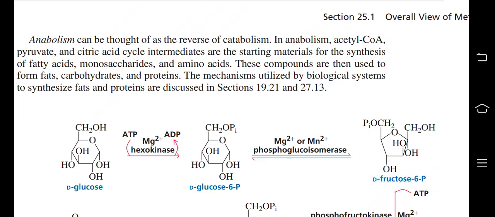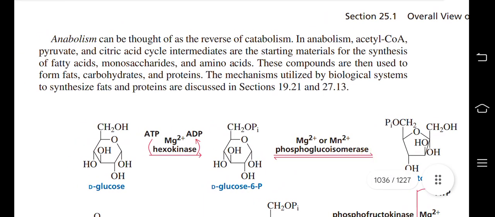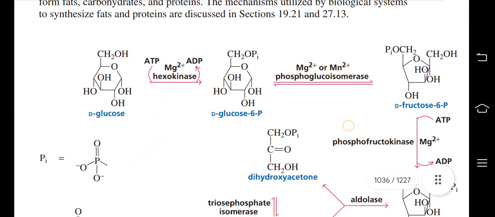Anabolism can be thought of as the reverse of catabolism. In anabolism, acetyl coenzyme A, pyruvate, and citric acid cycle intermediates are the starting materials for the synthesis of fatty acids, monosaccharides, and amino acids. These compounds are then used to form fats, carbohydrates, and proteins. The mechanisms utilized by biological systems to synthesize fats and proteins are discussed in later sections.